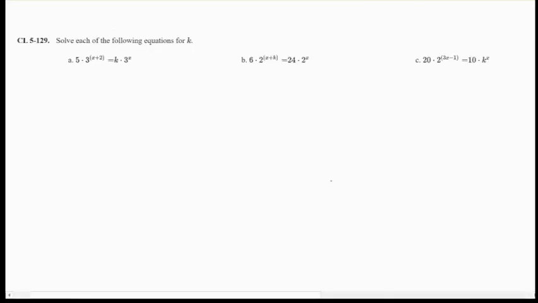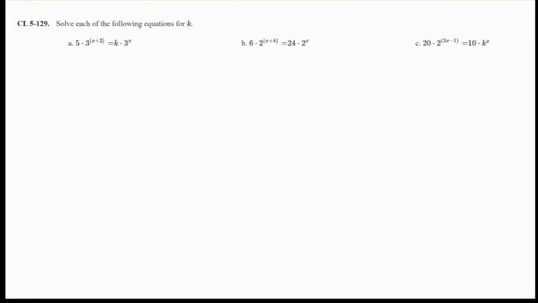Here we're asked to solve each of the following equations for the variable k. So we're going to need to know our exponent rules to deal with all these problems here. And so I'm just going to go ahead and rewrite this. 5 times 3 to the power of x plus 2 equals k times 3 to the power of x.